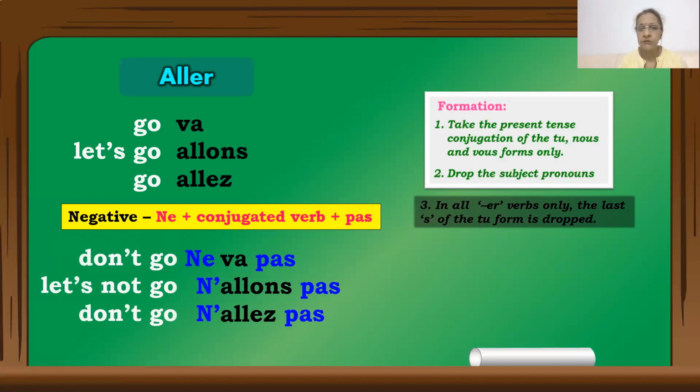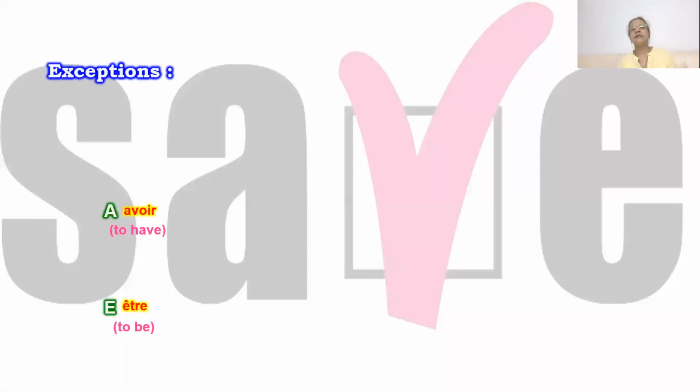Am I clear with the students? Three steps and you get your imperative. Let's see the exceptions. In French, almost every grammar rule has exceptions. Good. Exceptions mean marks, you will get full marks. Teachers love asking exceptions.